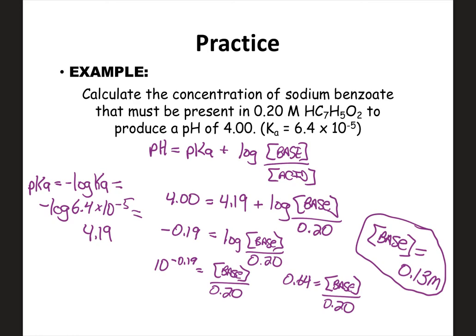So I did the math here for you. All right, subtract the 4.19 from both sides first. In order to get rid of the log, you do 10 to the power of the negative 0.19. When you do that, you get 0.64 equal to the concentration of your conjugate base all over 0.2. Cross multiply, and then you get the concentration of the conjugate base being 0.13 molar.